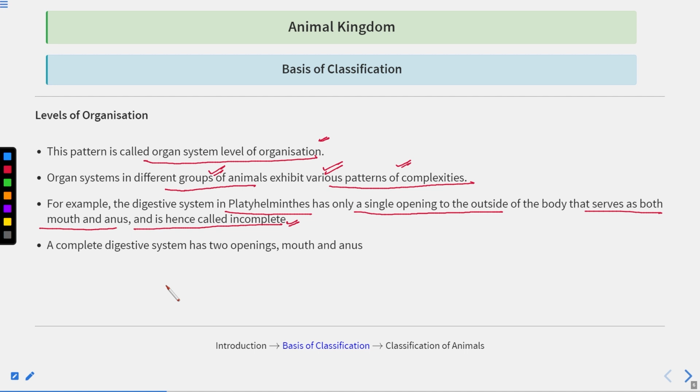But here in the case of platyhelminthes, you see only one opening, and that is the mouth. No anus can be seen in the case of platyhelminthes, right? This is one of the peculiar features, and according to that the digestive system is called incomplete. The complete digestive system has two openings, that is, both mouth and anus.